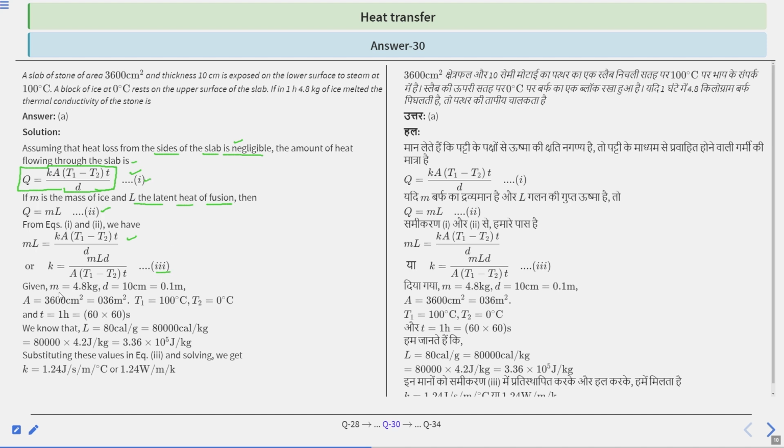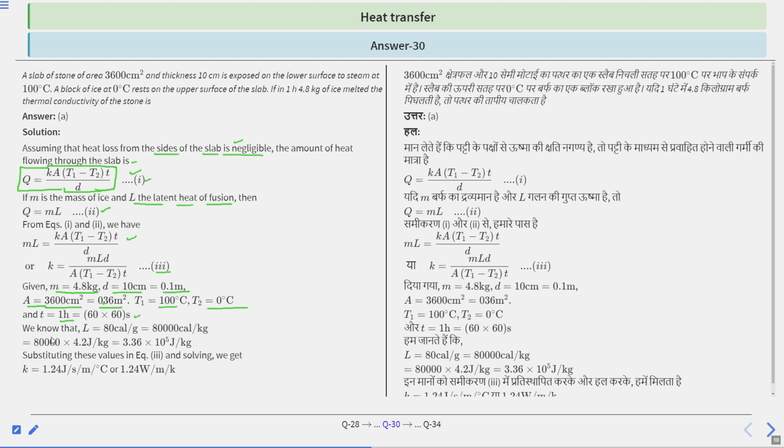Given in this question, m equal to 4.8 kg, d equal to 10 centimeter, equal to 0.1 meter. The area equal to 3600 centimeter squared, which in meter squared is 0.36 meter squared. T1 is 100 degrees Celsius and T2 is 0 degrees Celsius. And t equal to 1 hour, which in seconds is 3600 seconds.